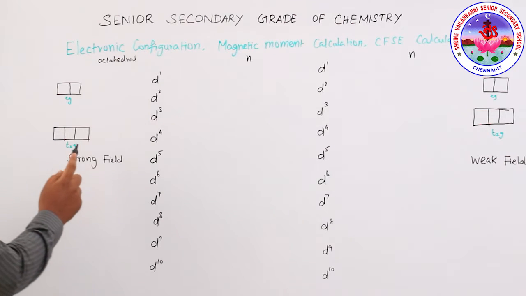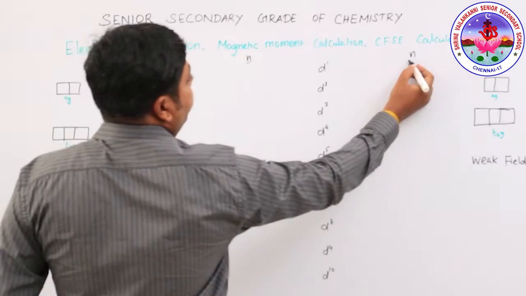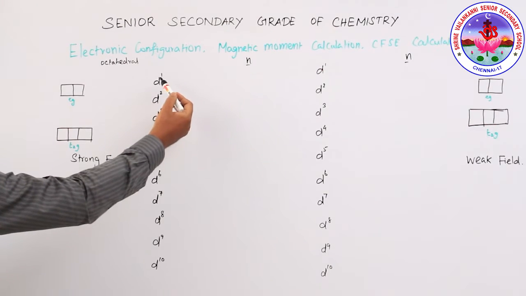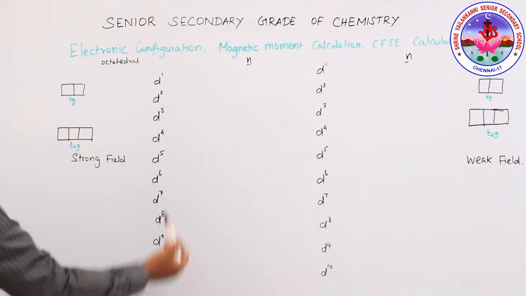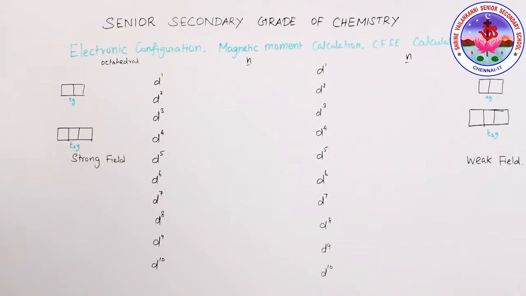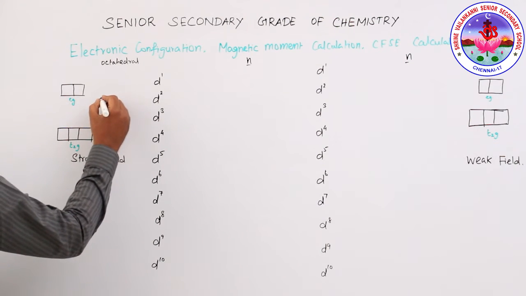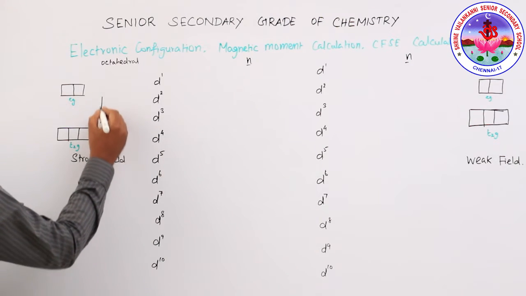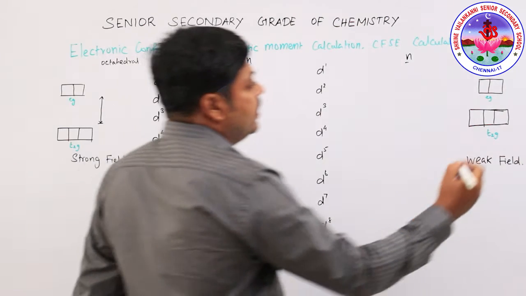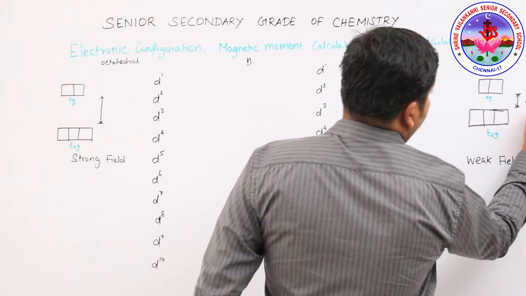Now, here the N indicates the number of unpaired electrons. I will tell you the electronic configuration D1 to D10 for both cases, strong field and weak field. Here, look at the energy gap in the strong field. The energy gap of the strong field is high compared to the weak field. The energy gap is very less. So, that is delta, not CFSE.